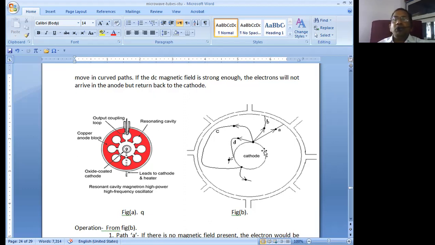When there is no magnetic field, when B is equal to 0, the electrons emerging from the cathode will travel in a straight line path along the A path, and they will not return back to the cathode. Therefore these electrons are of no use for us as far as the waveform is concerned.